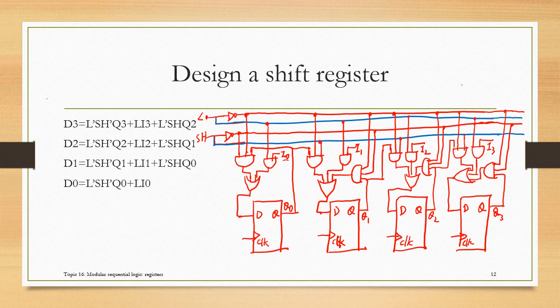Okay, and one thing I forgot here is we need to collect all the clock signals together. So we only have one global clock signal to control all the 4 D flip-flops.